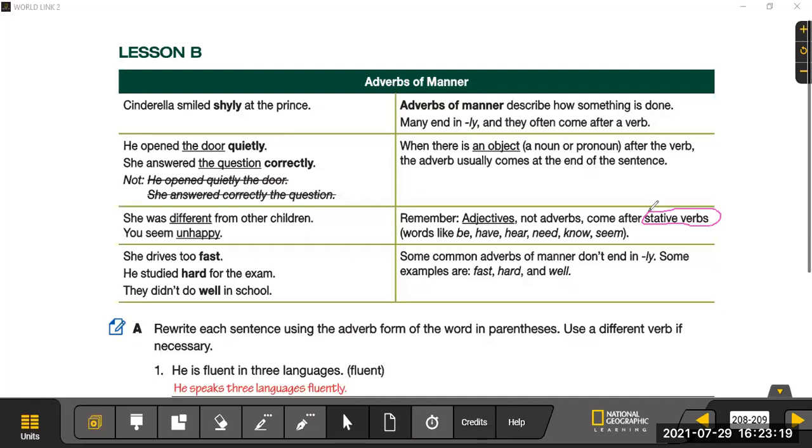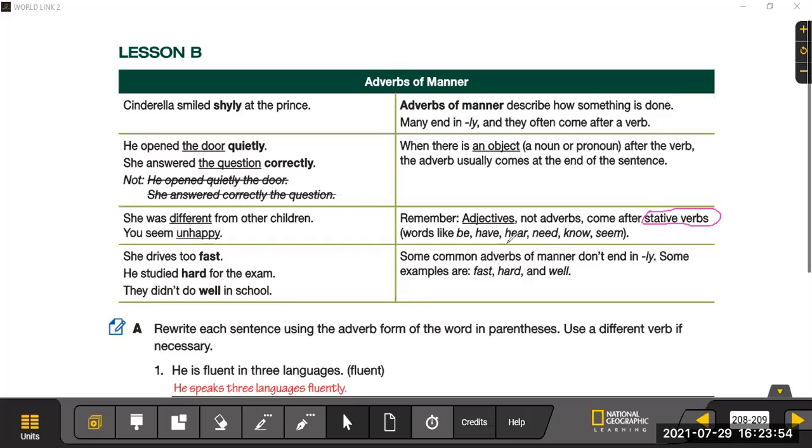Okay, let me remind you that stative verbs are the verbs to which we cannot add ing. I cannot say loving, liking, because those verbs express a feeling, something that you feel, express a state. How are you in that moment? So that is why we cannot use ing.